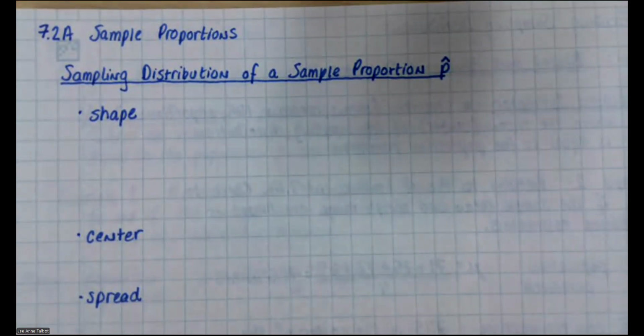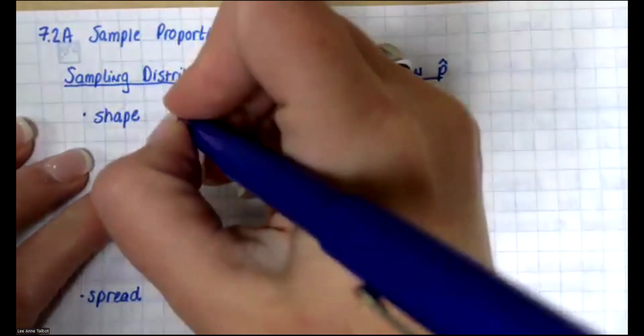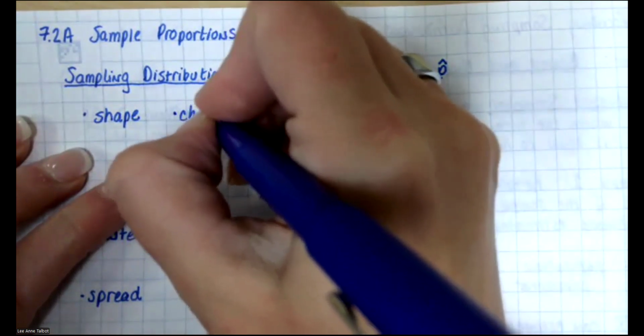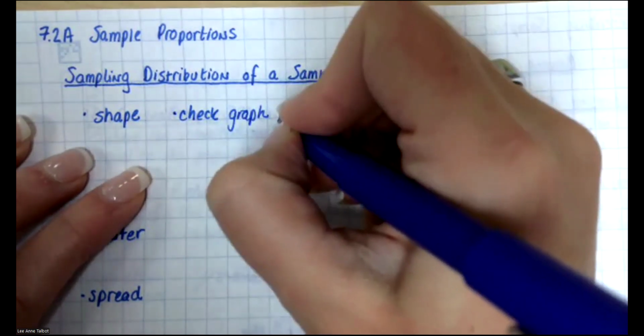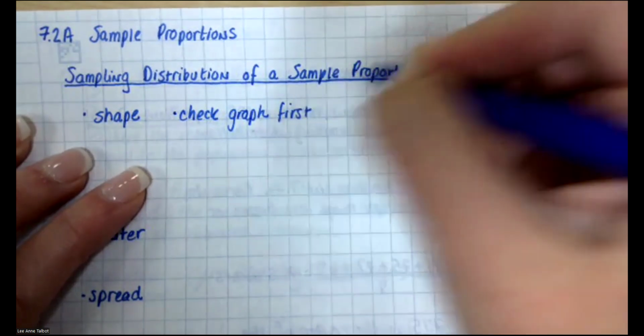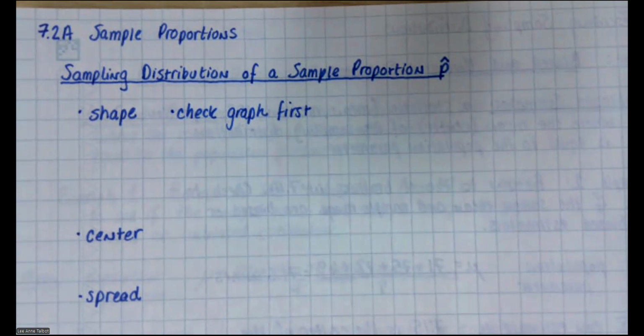Okay, so we're going to write for shape: first, and always, check the graph. The problem is a lot of times they don't give you a graph. What was the shape of our M&M's graph?